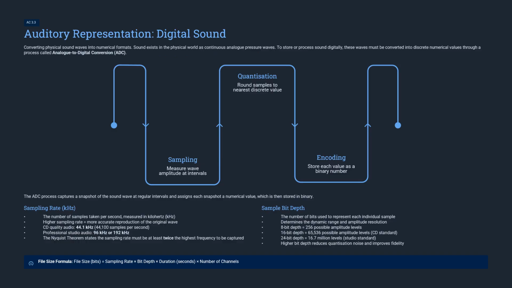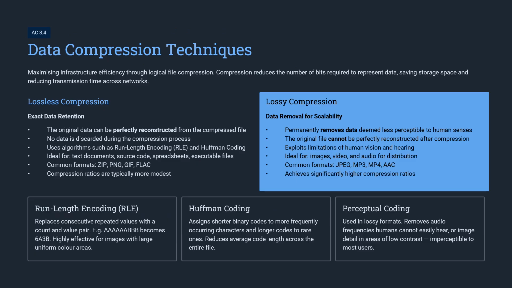Next, let's look at digital sound. Sound is stored by converting analog audio into digital data through sampling. A high sample rate and bit depth produce better sound quality but also increase the file size. Common audio formats include MP3, WAV, and AAC depending on the required quality and storage.